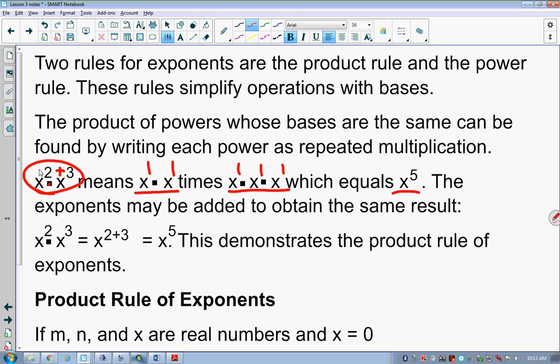We add, and if you have a hard time remembering that, think of this situation where we're doing x squared times x cubed. If we expand it, we can see it. So the exponents may be added to obtain the same result. We've got x squared times x cubed equals x to the 2 plus 3 equals x to the 5th. That demonstrates the product rule of exponents. The product rule of exponents means that I add exponents whenever I multiply their bases.